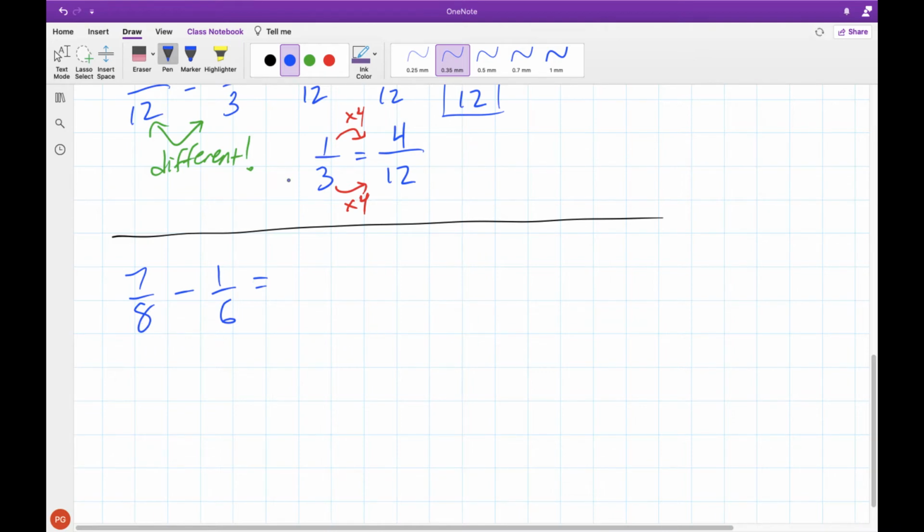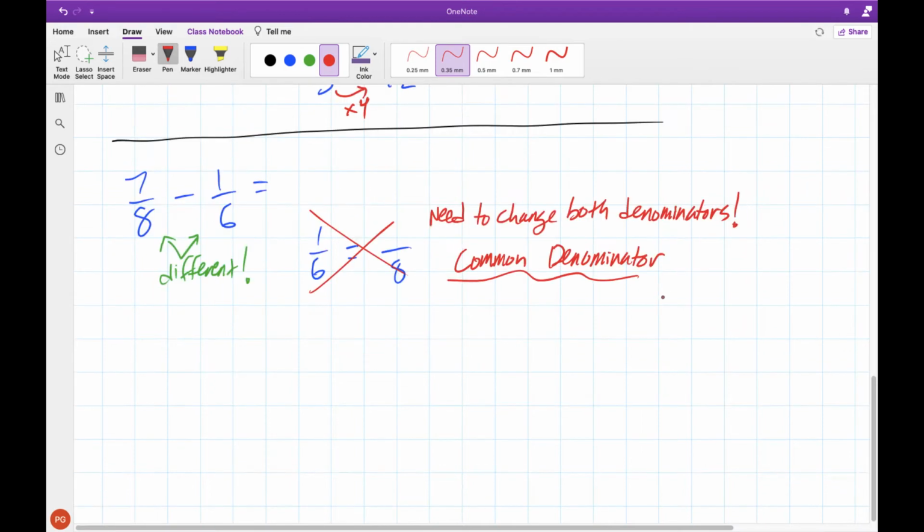What about this question here? We've got different denominators again, but if we try and find an equivalent fraction for 1 over 6 with a denominator of 8, there isn't a nice whole number that we can multiply by. So this isn't going to work. If that ever happens, what this tells us is that we need to change both denominators. In particular, we need to find a common denominator, which is basically one that they can share. So if they have a shared denominator, that's the same as a common denominator.